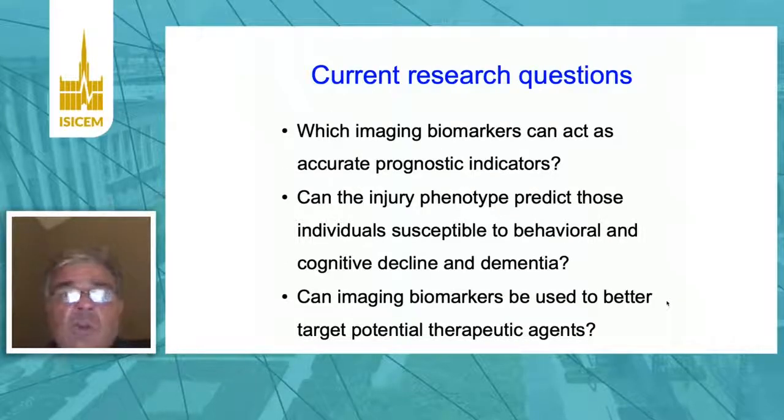There are ongoing research questions. Will these imaging biomarkers help us in being accurate prognostic indicators? Can we better phenotype patients who are going to have long-term behavioral and cognitive decline? And are we going to be better able to target therapeutic agents?